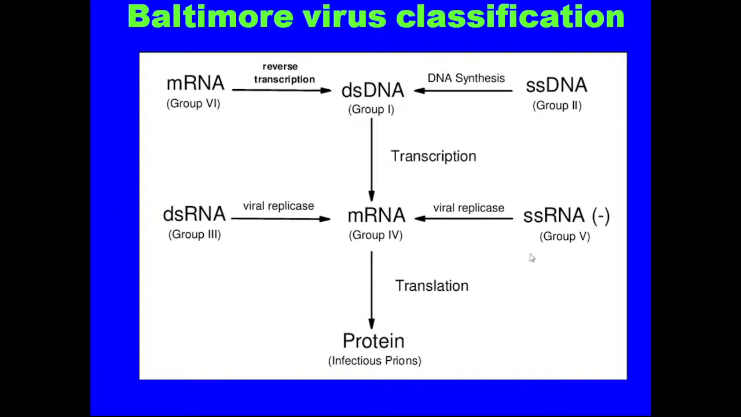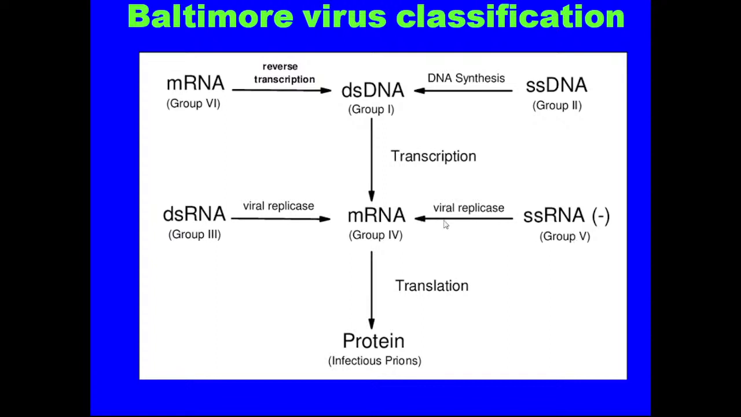And finally, group 5, single-stranded RNA negative polarity viruses. This is a viral genome. And again, as with double-stranded RNAs, they cannot find the specific polymerase, the RNA-dependent RNA polymerase enzyme, in the human cell, because it never existed in the human cell.